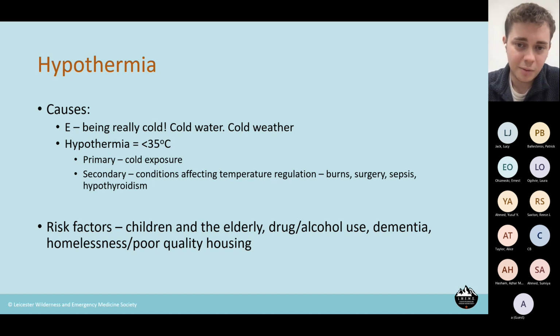But you can get secondary hypothermia as well, but it's not as common. So where there's a condition that's affecting the regulation of temperature. So if they've got burns, if they're in surgery, if they've got sepsis, if they've got hypothyroidism, sometimes with strokes or substance misuse as well, can all cause secondary hypothermia. And particularly so in children and the elderly, people who misuse drugs and alcohol, those with dementia and the homeless, or people with poor quality housing where they don't have adequate heating, they're all particularly at risk for hypothermia.